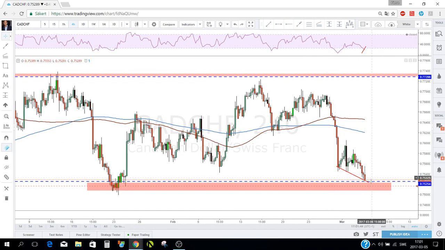So rejection, and if I get any bullish evidence back down here, I will try to long to a retest of these highs up here, which should be good.